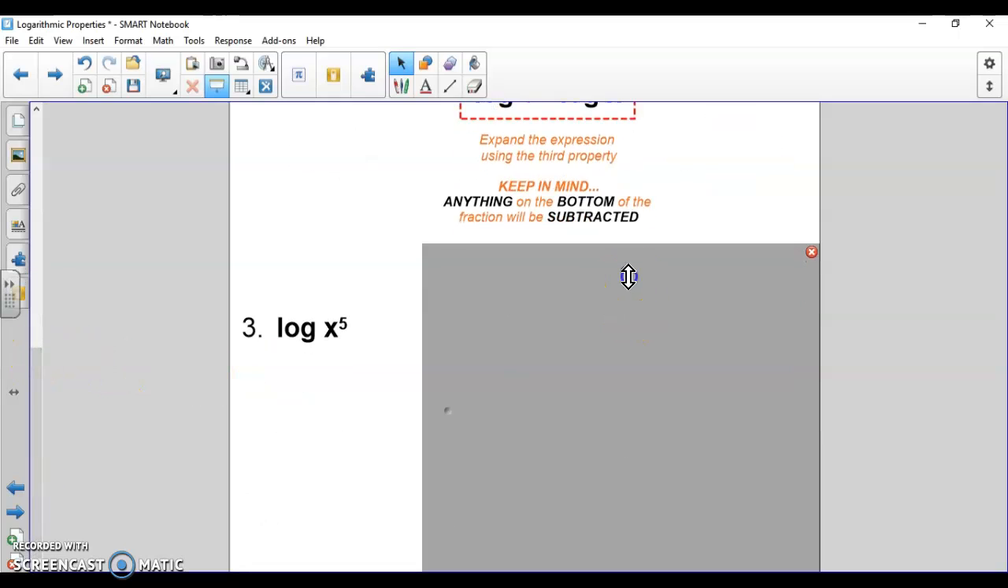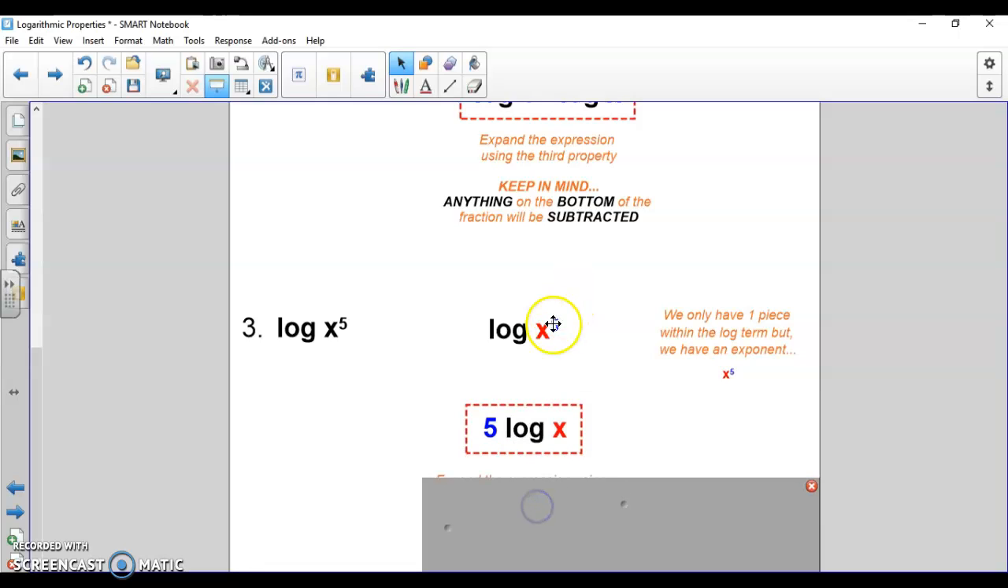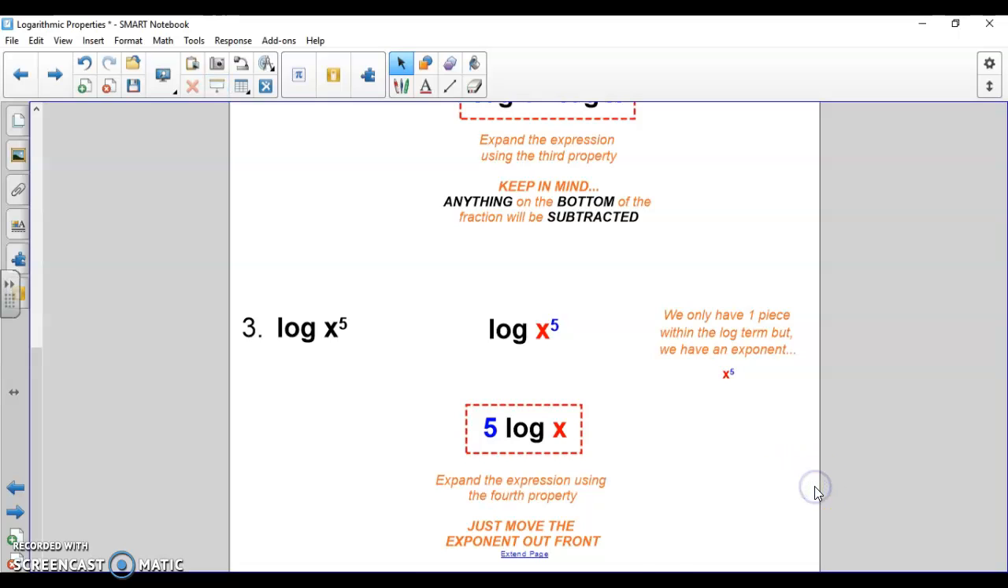Last one, just a solo property. So this is property number 4 on the list. I technically have 1 piece, but that piece has an exponent. I have a piece of x to the 5th, and the exponent is 5. So all that's saying is I can move that exponent out front. That's all it's saying. Just move the exponent out front, like I said there. All right. Those are each of the properties individually. So properties 2, 3, and 4 individually.